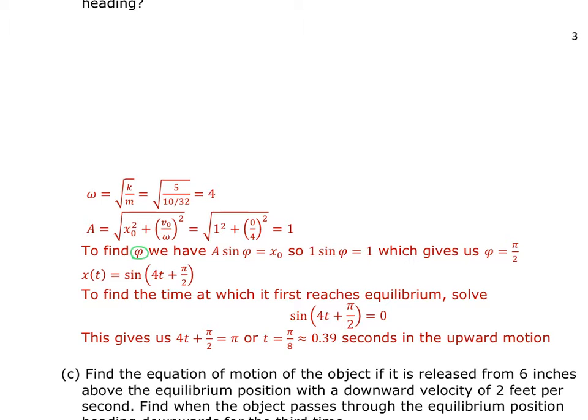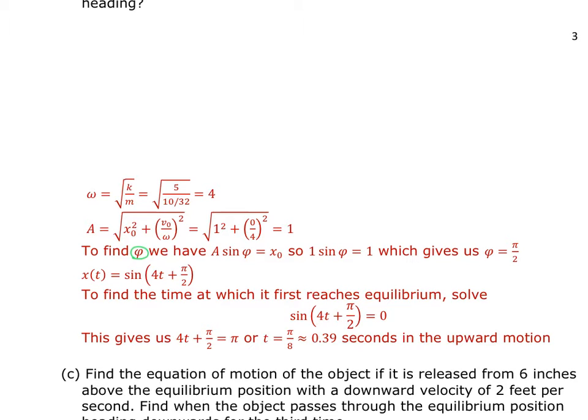The other thing we have is I'm trying to figure out what my phi or alpha or beta, whatever you want to call it, is. And so I now found out what A was, right? A is my amplitude. We found that by using my initial position, my initial velocity, and my omega.